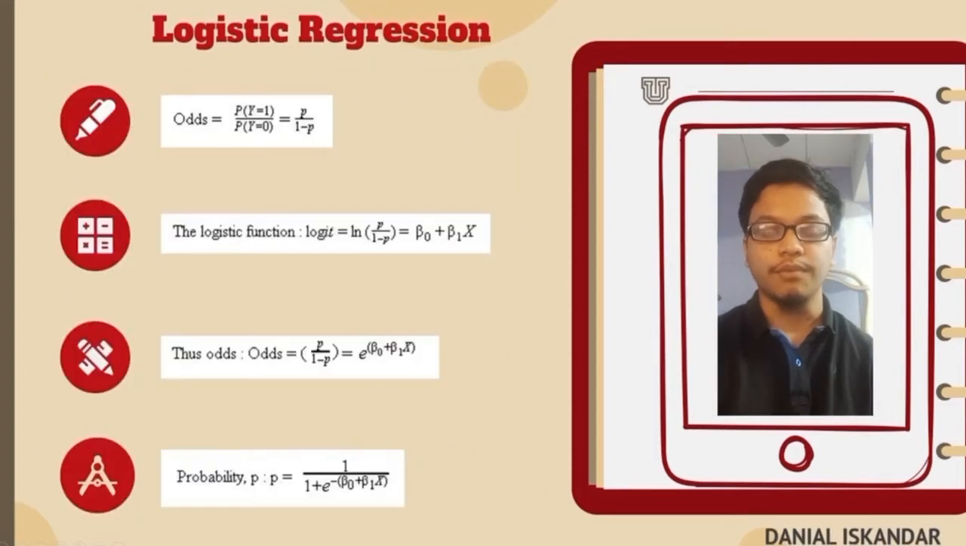Here is the formula to find the odds. From the odds, we can calculate the logistic function, which is beta 0 plus beta 1x. Then from the logistic function, we can find another odds. From that odds, we can find the probability, which means the probability that this result belongs to yes or no.